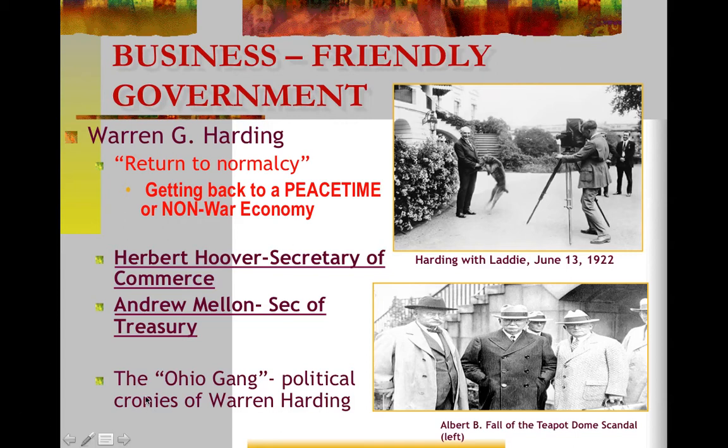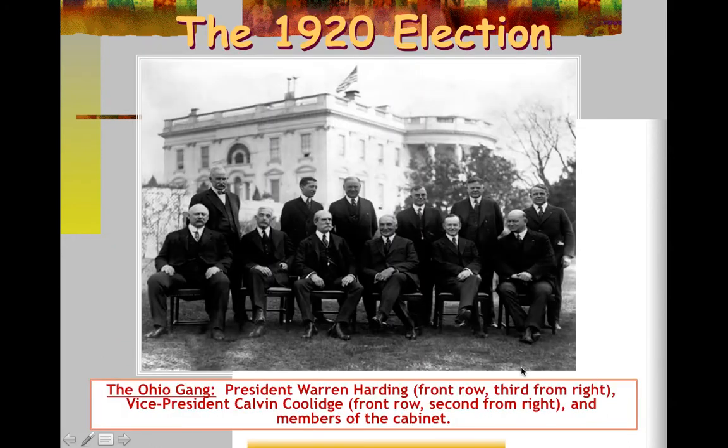Now, one thing that it says right here, I want to make sure you put a little star by it, is the Ohio Gang. This is the political cronies of Warren G. Harding. I'm going to be honest with you. Harding, here he is right here, is not exactly known historically as a very honest person. Him and his cabinet and his friends, here's a picture of this guy named Albert B. Fall of the Teapot Dome scandal. I'll talk about it in just a second. They were known as the Ohio Gang.